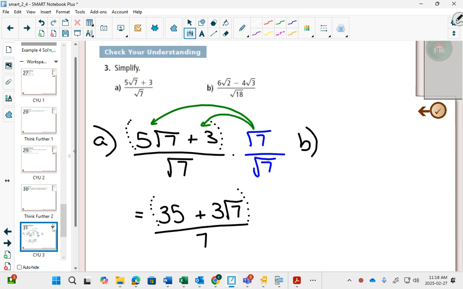We'll do it right beside it. 6 root 2 minus 4 root 3 over root 18. It looks like an identical question to the one we just did, but this one has something built into it that maybe you can't see yet. Your gut reaction would be to multiply by the square root of 18 to get rid of it. It's not wrong, but it will make your life more difficult.